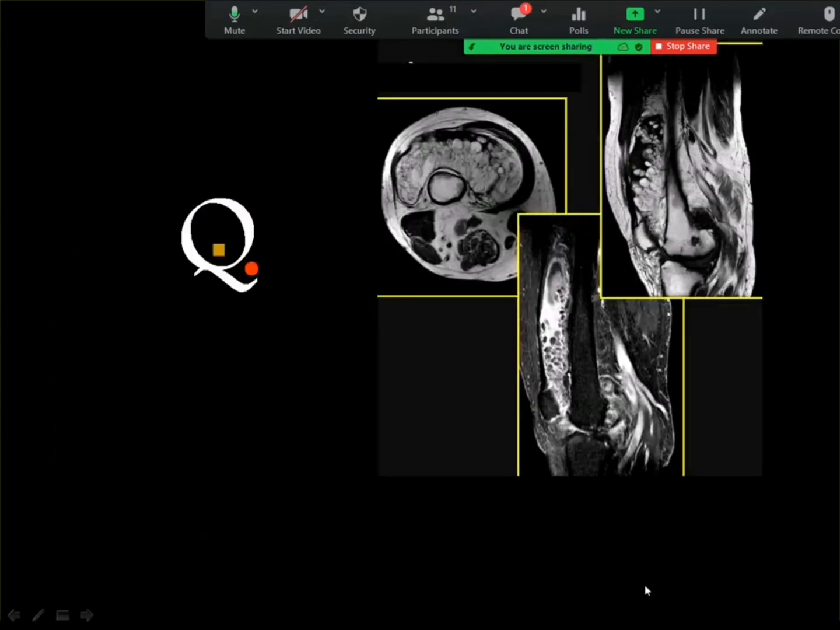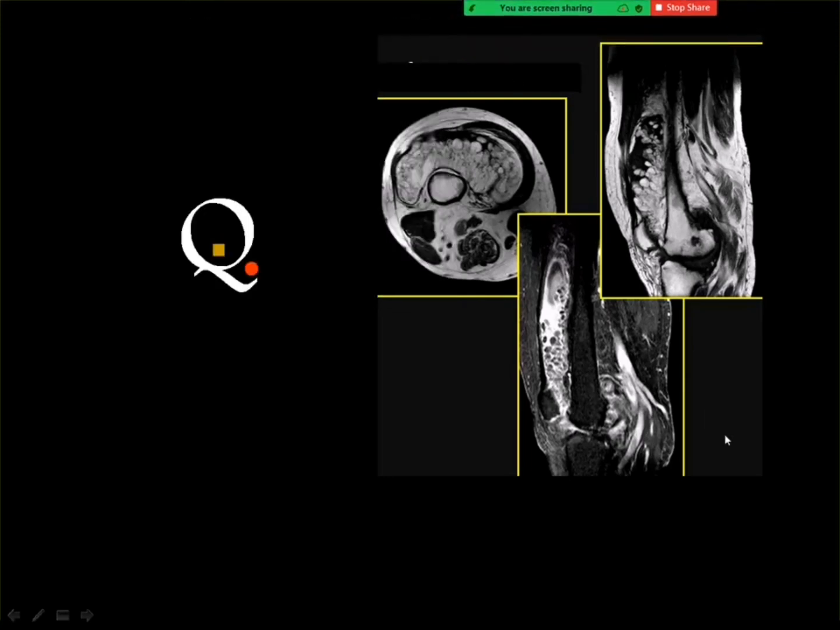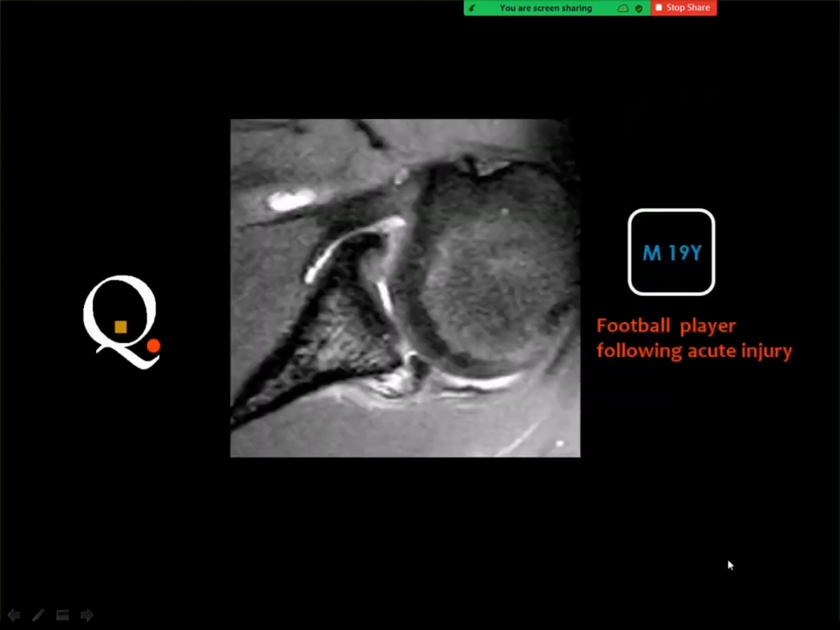This is chondrosarcoma. And this is MRI of the knee, sagittal T1 and sagittal STIR or T2 fat sat and axial T2. Yes, and this is lipoma arborescens, and you get branching frond-like projections made of fat within the synovial compartment of the knee joint, and you get some effusion which has enabled you to see the extension of the fat.